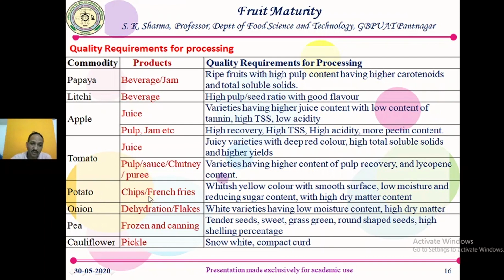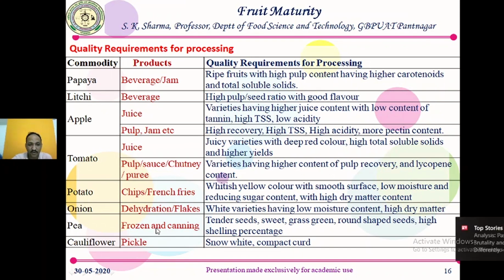Coming to potato, in case of potato which is used for the purpose of chips or french fries, one thing which is very important is that we cannot use a variety of potato which is sweet. That sweetness is highly undesirable when you go for preparation of french fries or chips. So we should select a variety which has low quantities of sugar as well as high dry matter, so that we get a good texture of the french fries.